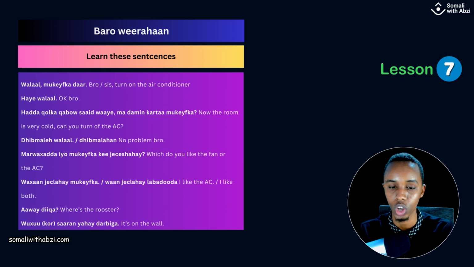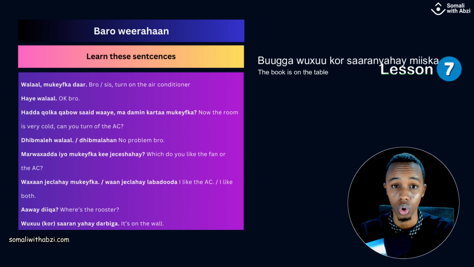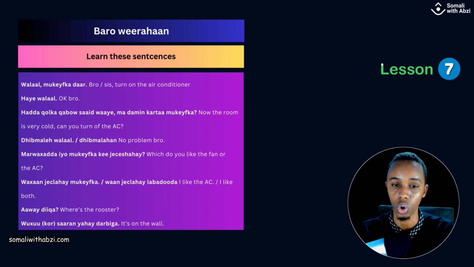So people always go with kor before saaran. That's also fine. Kor in Somali means above. So you can say the book is on the table. Buugga wuxuu kor saaran yahay miiska. Or you can say buugga wuxuu saaran yahay miiska. It's fine. You can skip that kor. Alright, I hope you can make your own sentences after this lesson for this part.